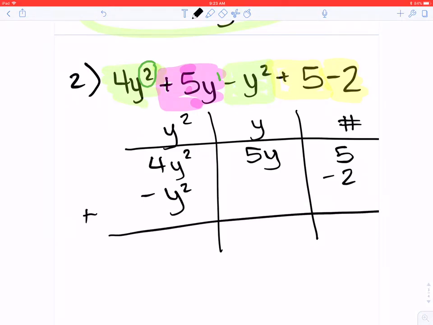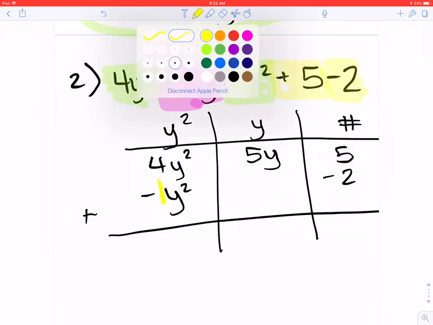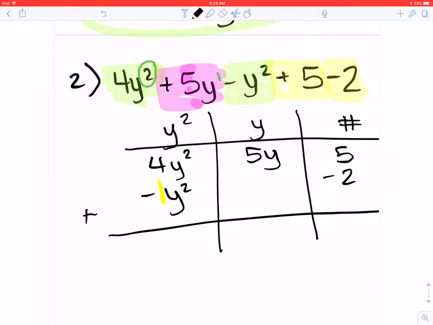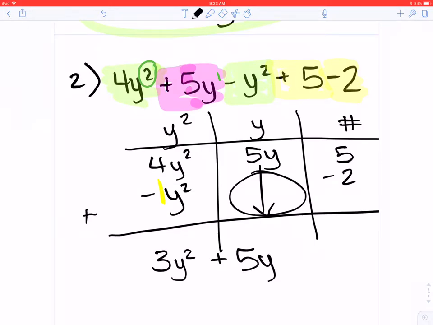So now I can combine. Well, I have 4 y squareds, and I'm taking away that invisible 1 y squared. So 4 minus 1 leaves me with 3 y squareds. 5y has nothing to combine with, so I just bring it down. So I have 5y, and 5 minus 2 is a positive 3. So my answer is 3y squared plus 5y plus 3.